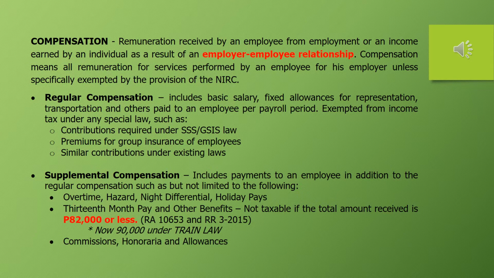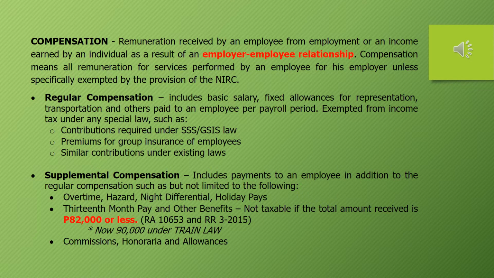In regular compensation, that includes your basic salary. When we say salary, these are earnings received periodically for a regular work other than manual labor, such as the monthly salary of an employee. We have also fixed allowances for representation, transportation, and others. In general, fixed or variable transportation, representation, or COLA, and other allowances that are received by a public officer or an employee in a private entity, in addition to the regular compensation fixed for his position or office, or compensation that is subject to withholding tax.